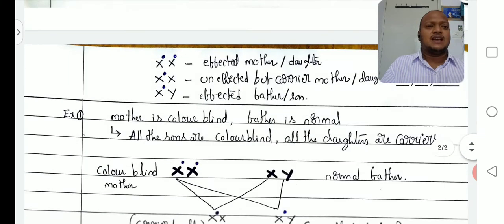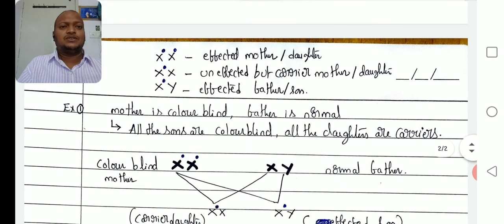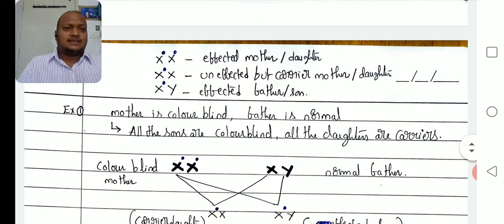This is clear, right? So here it is explained. First, see X dot X dot. XX means normal, X dot means a defective gene. One X chromosome has a defective gene and the other X chromosome also has a defective gene. X dot X dot means what? Affected, not a carrier. It means a female, but affected with color blindness: an affected mother or affected daughter.